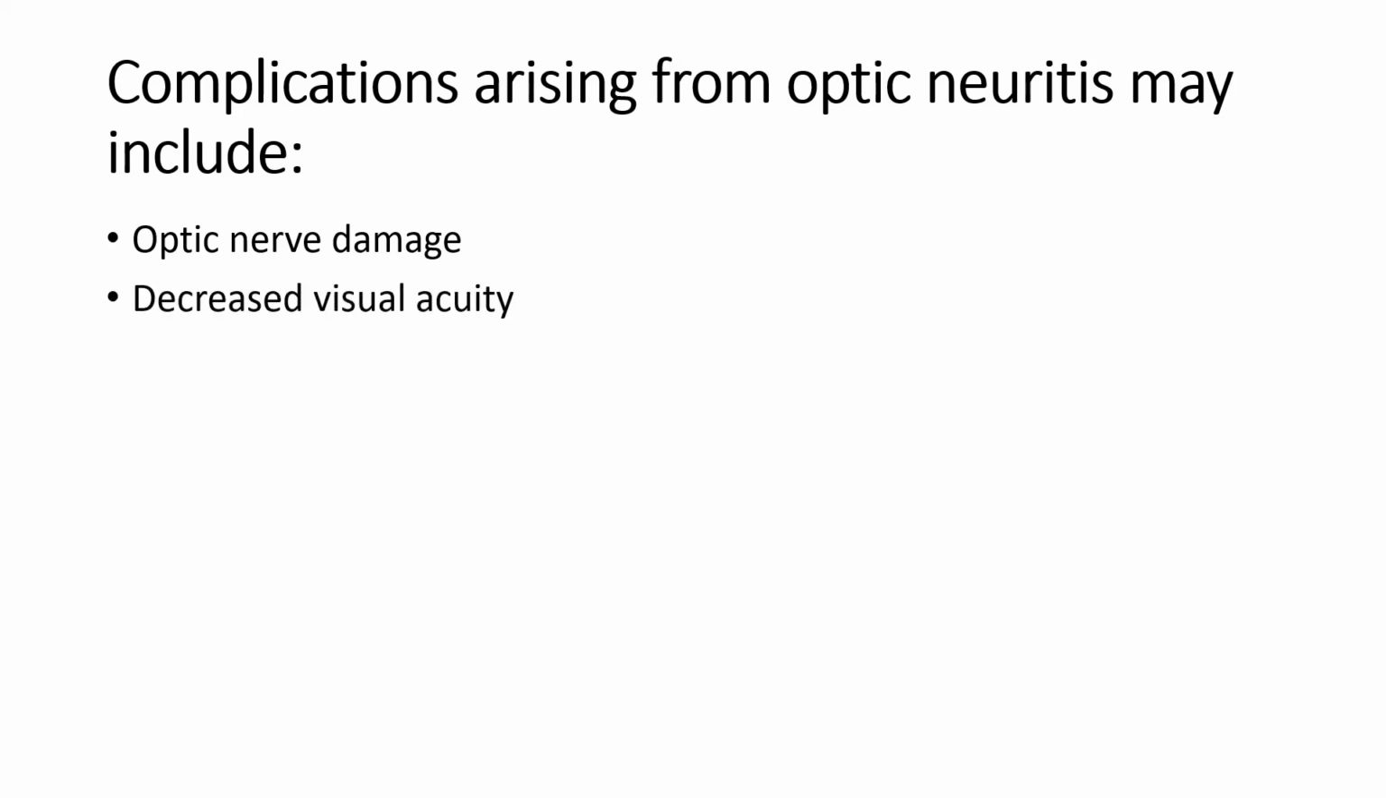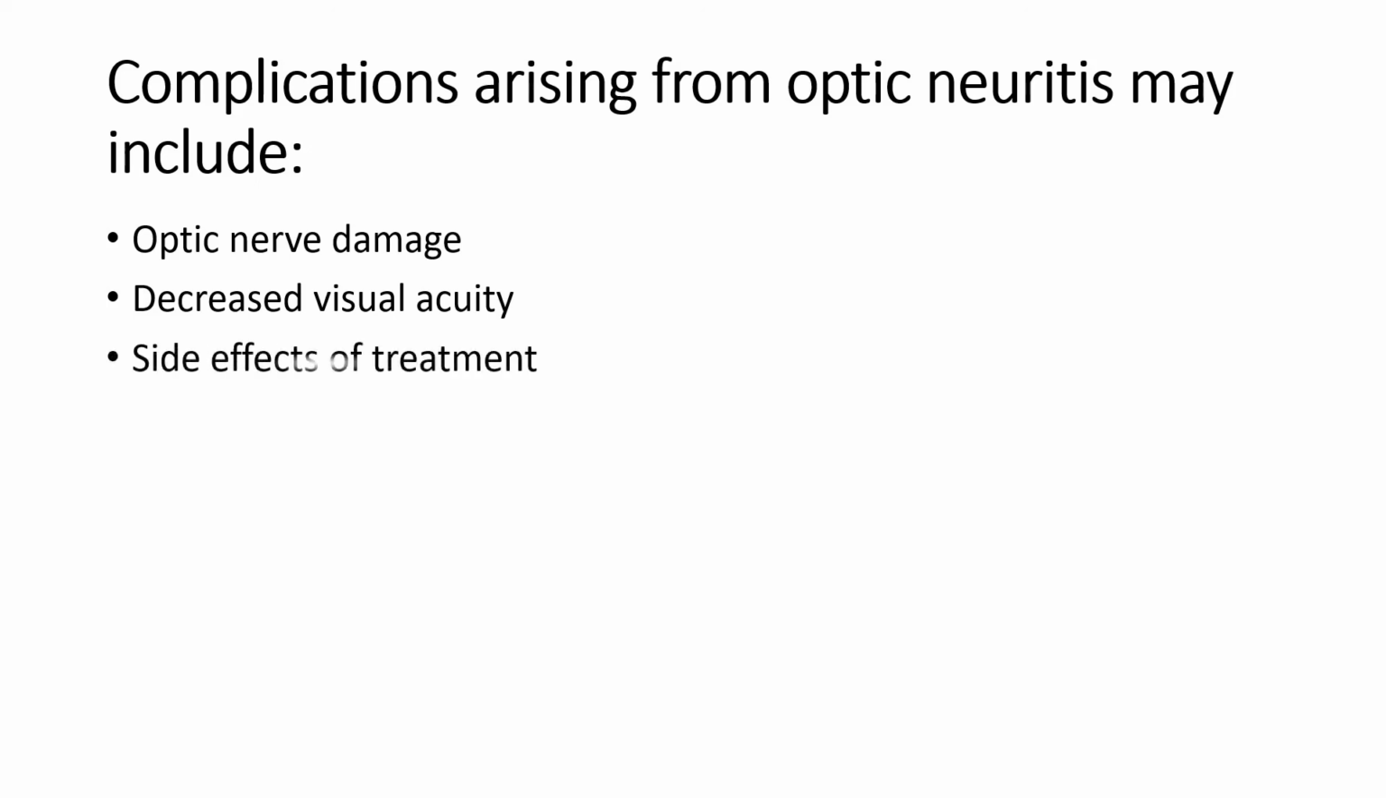Complications arising from optic neuritis may include optic nerve damage. Most people have some permanent optic nerve damage after an episode of optic neuritis, but the damage might not cause permanent symptoms. Decreased visual acuity. Most people regain normal or near-normal vision within several months, but a partial loss of color discrimination might persist. For some people, vision loss persists.